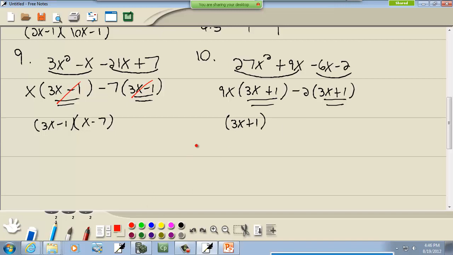And you can cross out those 3x plus 1 to see what goes in your second set of parentheses. What isn't crossed out goes in there. So we put 9x minus 2 right there. And that's our answer.